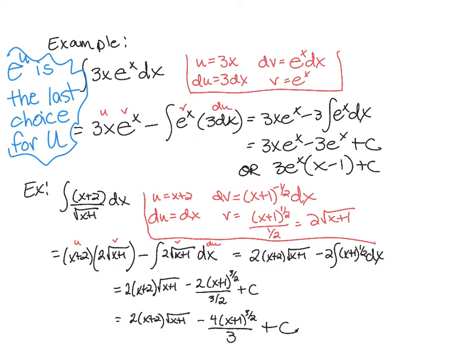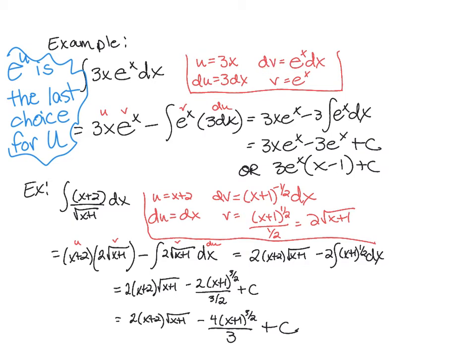So in this problem, we have 3x and we have an e to the x. The e to the x is never u. So we're going to choose 3x to be the u. I'm going to put it in my little cheater box here. If the 3x is u, cover that up and you see e to the x dx, that's what's left in the problem. So that is, by default, your derivative of v.